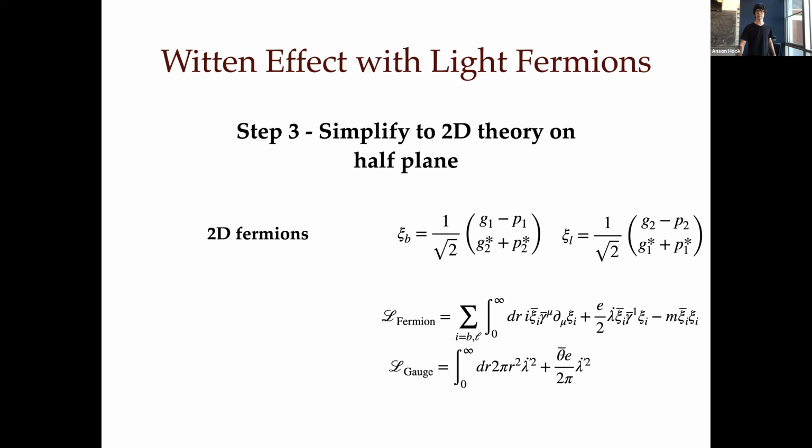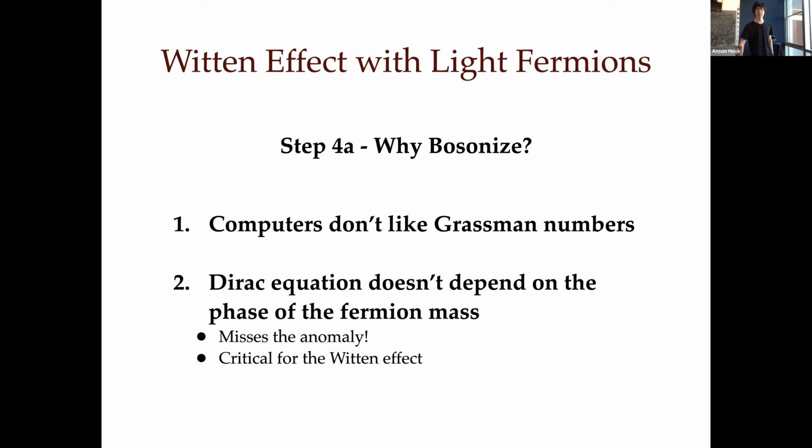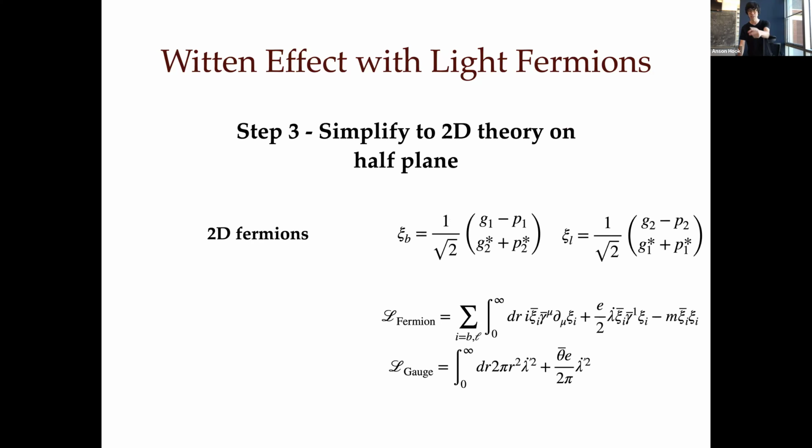So at this point, I'm going to have to do a trick that someone else sort of went through carefully, but we're going to bosonize the theory. And there are 2 reasons to bosonize. One is, at least at my level of sophistication programming Mathematica, Mathematica doesn't like Grassmann numbers. So if I wanted to solve the Dirac equation here, I'd have to deal with Grassmann numbers, namely these G's and P's are Grassmann guys.